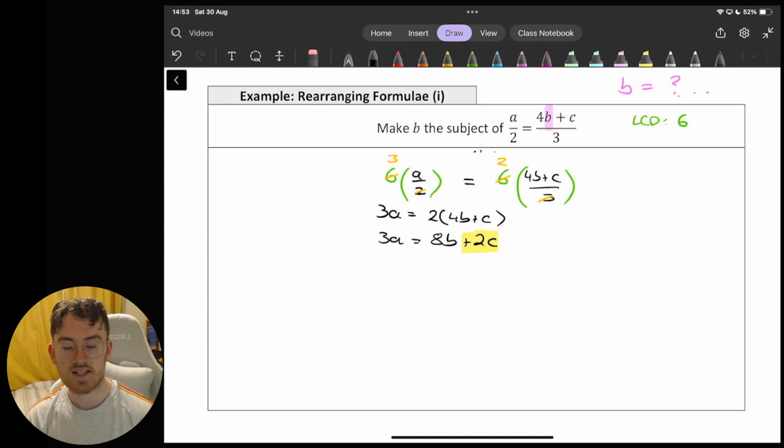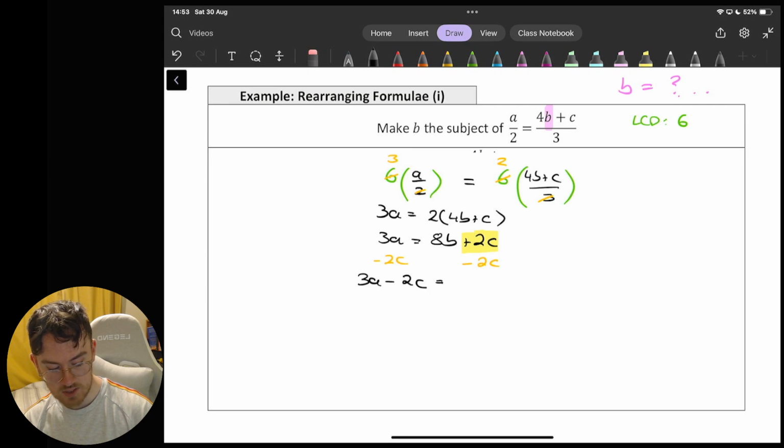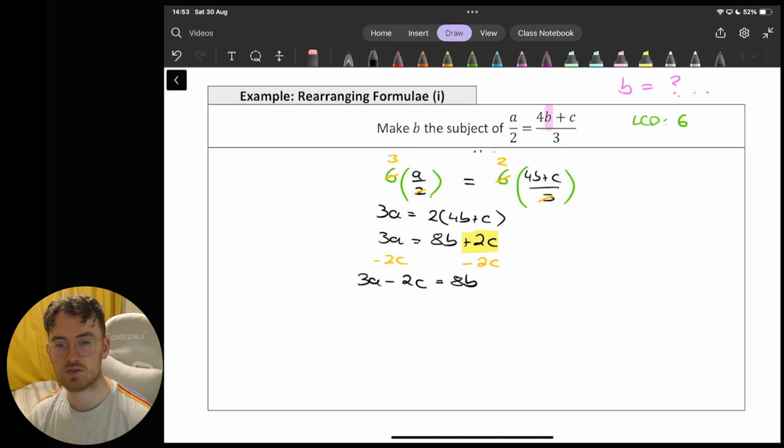Now currently that's a positive 2c, so to remove it from this side would mean subtracting it, and I will do the same to the other side. Now you should hopefully be recognizing here that the language I'm using is the same language we've used every time we've done algebra, every time we've worked with algebra. This is the same language that we've been using. Okay. The last thing now, hanging on to the b, is the 8.